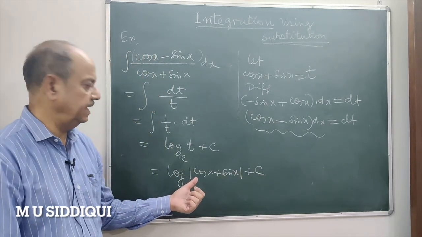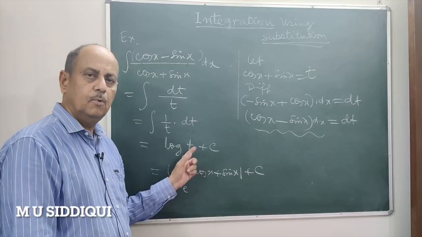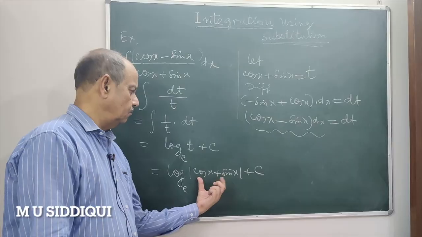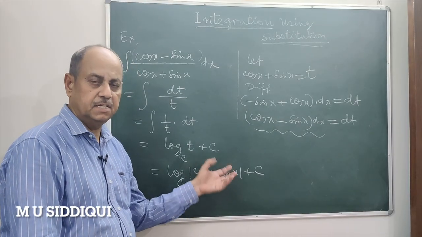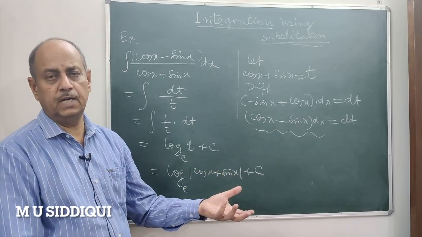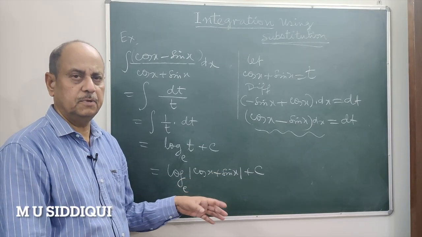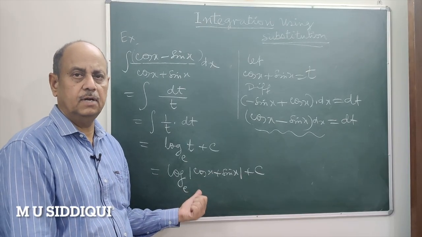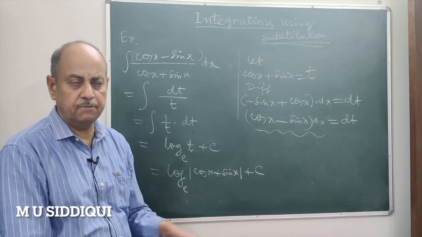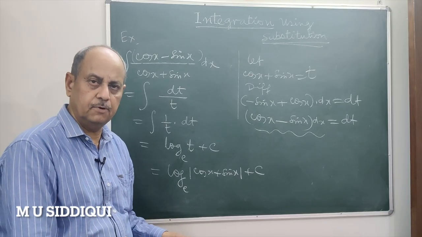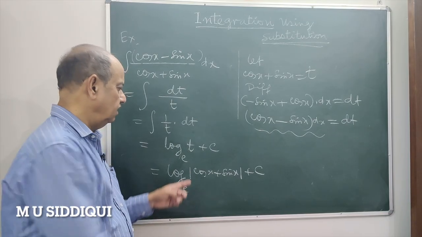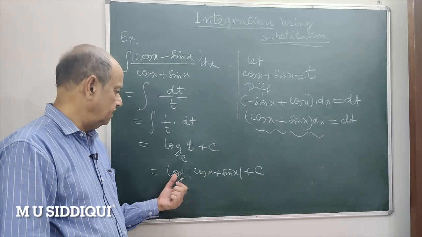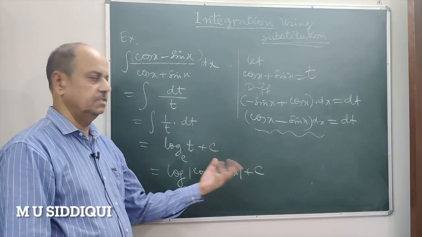You can notice that instead of brackets, I have used the modulus sign, or absolute value sign. What does it mean? You put the value of cos x plus sin x and simplify. If it is positive, of course the same value. If it is negative, convert it to positive, because logarithms are defined only for positive values. Logarithm is not defined for negative values, and not even for 0. So you have to keep it inside the modulus sign or absolute value notation, so that you can say log of the positive value of this expression.